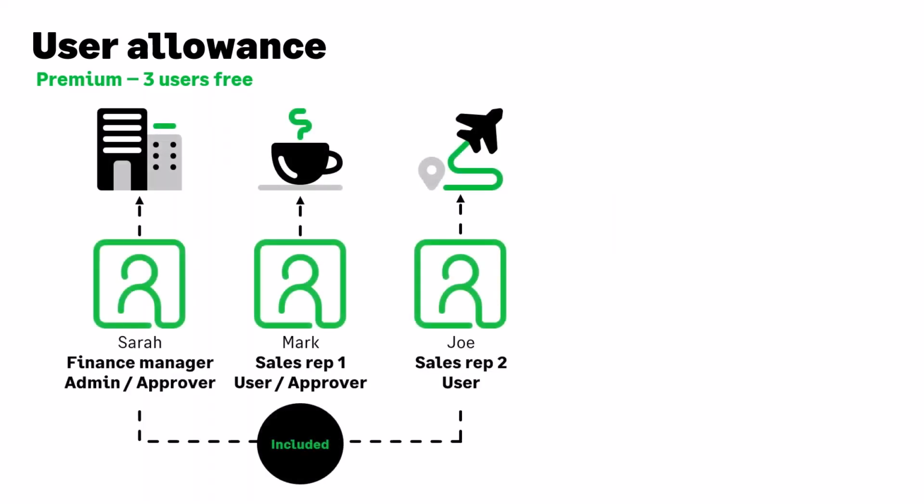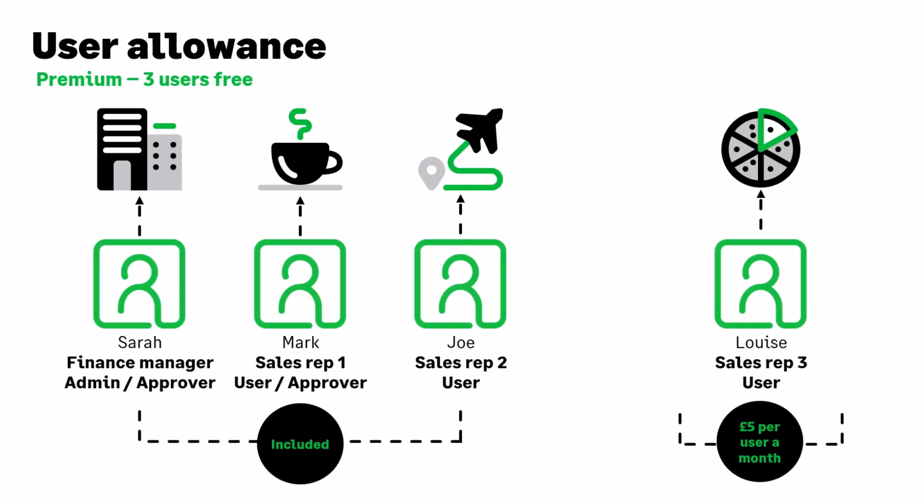If you're on premium, you get 3 users included. So we've got Sarah, Mark, and Joe. If you wanted any additional users outside of those 3, it would then be £5 per user per month if you're on premium. So it just depends on which one you're on, whether you're on standard or premium. Depends on the price, so £3 for standard, £5 for premium.